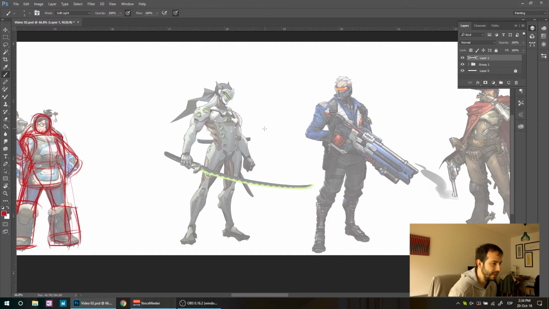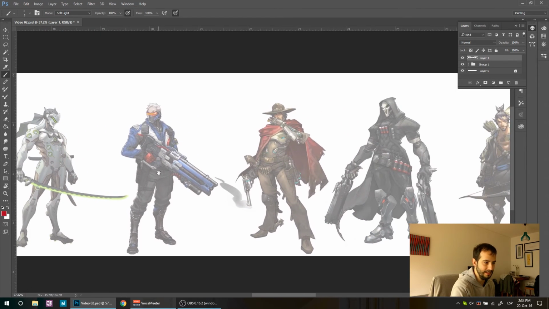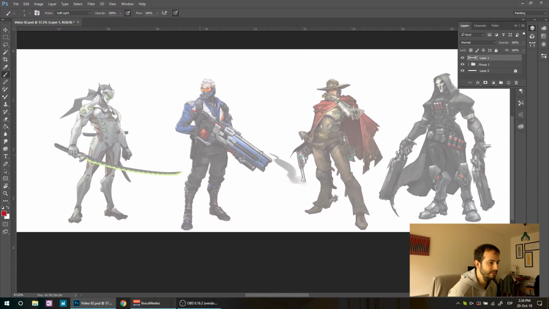Okay, so let's move on to the guys. Now, for these guys, I chose these four kind of because they are also the soldier athletic type. And I know, if you hear Soldier 76, he is also very squared here. He's pretty proportionate.